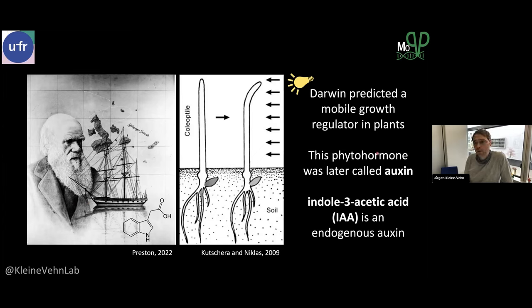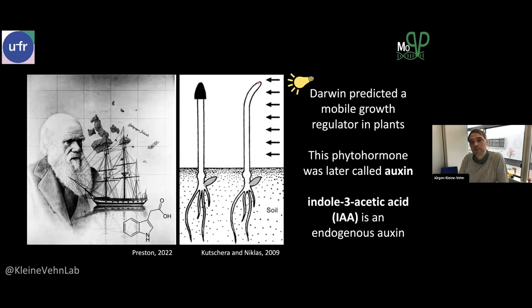And this mobile growth regulator was later on termed auxin, from the Greek term auxin, which means to grow. And Darwin figured that there is a directional growth reaction towards light. And with simple experiments, he actually realized that the perception, where light is perceived, is actually happening somewhere else than where the growth response is taking place. And that's how we figured that there's a growth promoting substance that is on the move. Nowadays, we know that movement is an active transport from cell to cell.